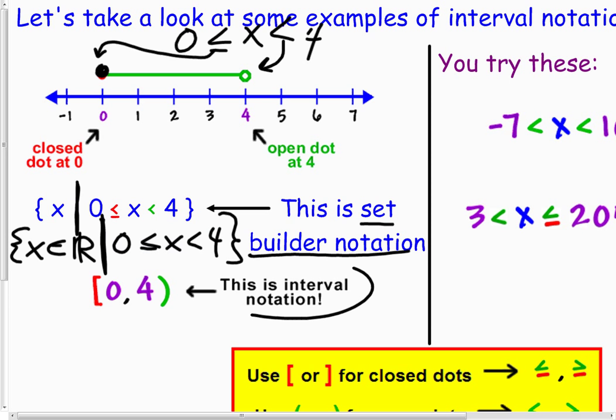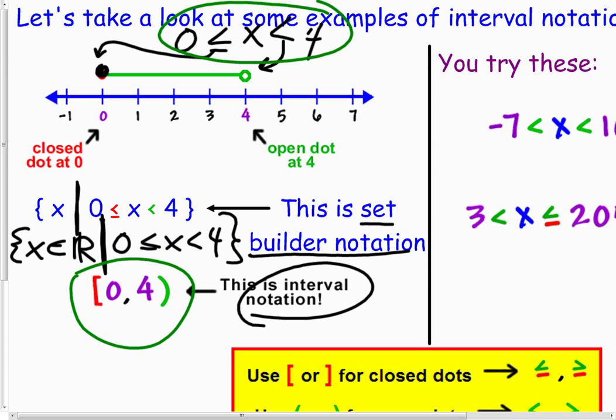This is called interval notation. This right here is exactly the same as writing this. Some textbooks do it this way, some textbooks do it this way. Notice, this right here is kind of like a parentheses. What's this kind of like? What do we call that? A bracket. If you're using a bracket, that's like looking at a closed circle. If you're using a parentheses, that's like doing an open circle. It's just another way of writing.